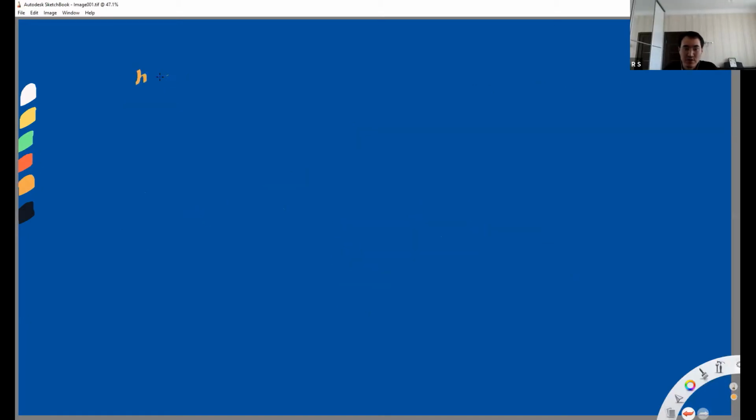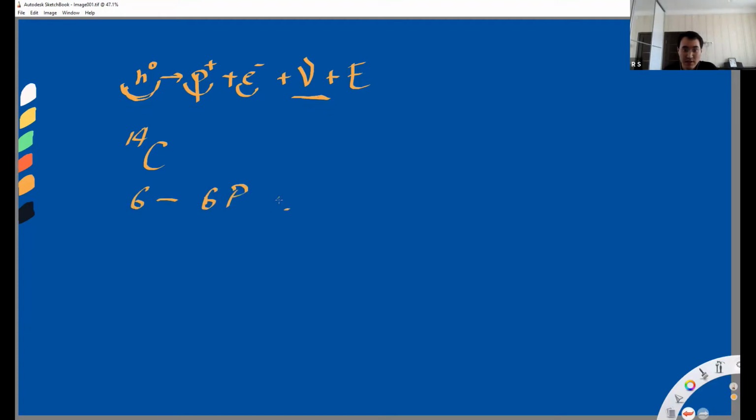the decay of a neutron goes like this. We obtain 1 proton from the neutron, 1 electron and a neutrino, and also energy. So this single neutron becomes 1 proton, 1 electron, and a neutrino, which means, for example, you have C14, and carbon has the atomic number 6, which means 6 protons are in the nucleus.